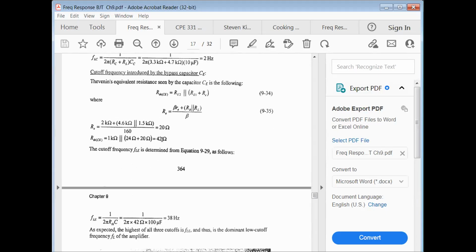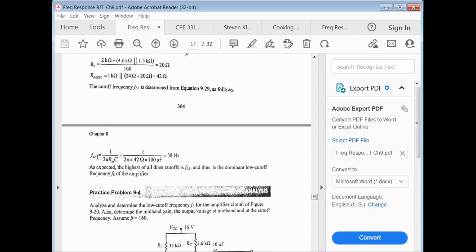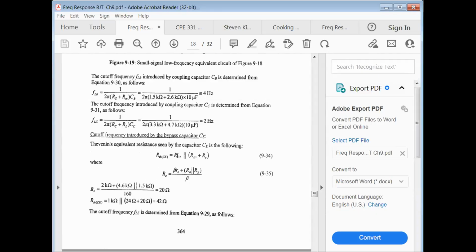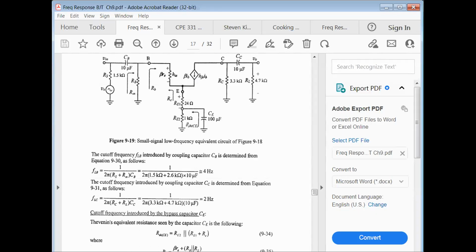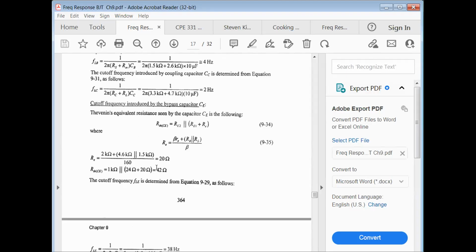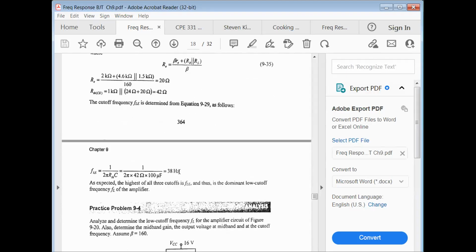And when we're done, we have R Thevenin is 42 ohms. And now we have a F sub LE, the pole due to your emitter bypass capacitor, is now 38 hertz when before it was 90 hertz. So we can actually move the location of this dominant pole also by either changing the value of the capacitor, or in this case, we just split the resistor into a 1K and a 24K ohm resistance here, and we're able to adjust the location of our low frequency pole.